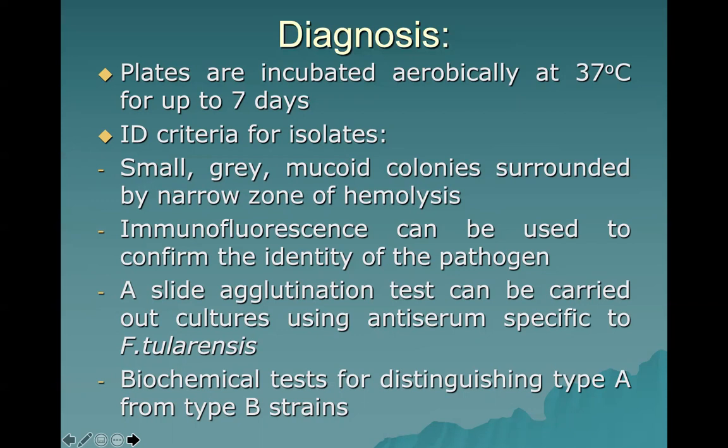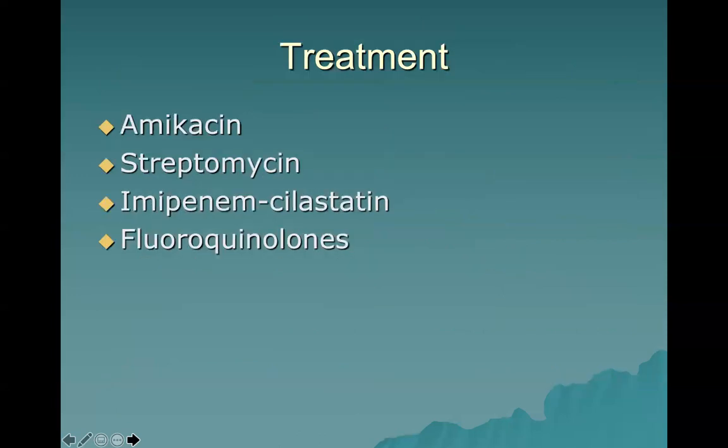A slide agglutination test can be carried out using cultures and anti-serum specific for Francisella tularensis. Biochemical tests for distinguishing type A, or the subspecies tularensis, from type B, or the subspecies holarctica strains, can be used. How do we treat?